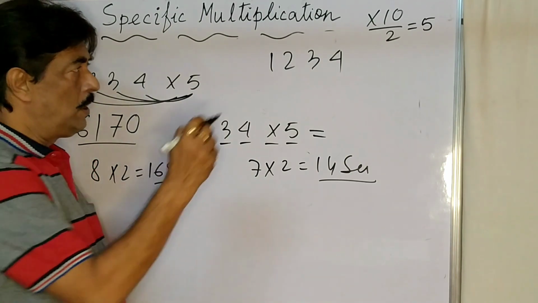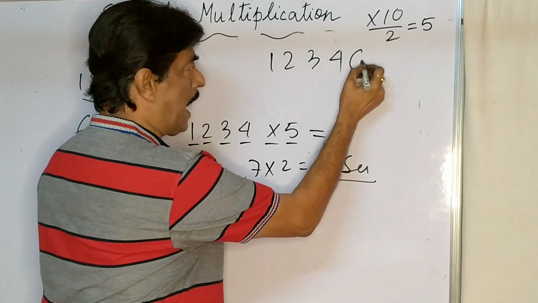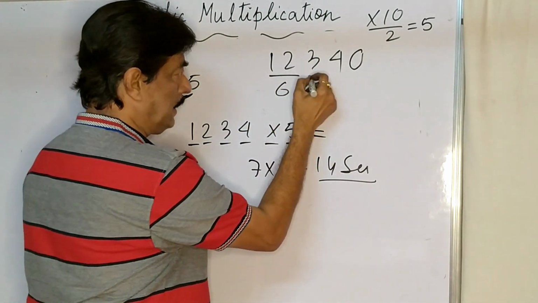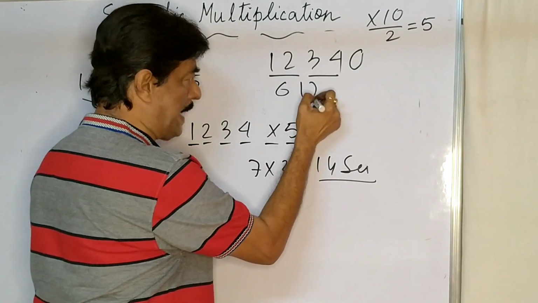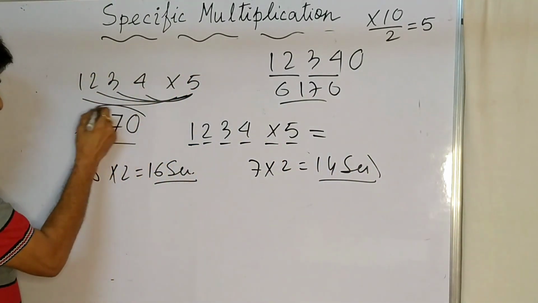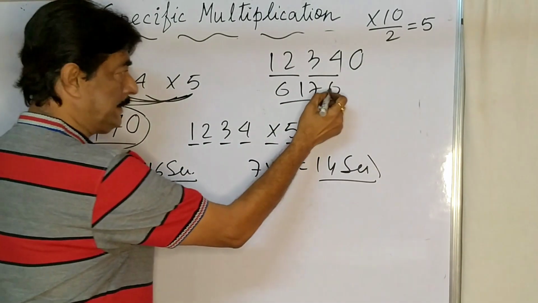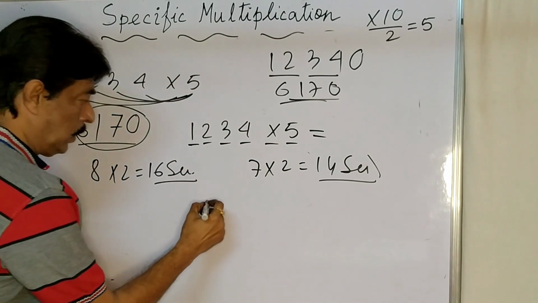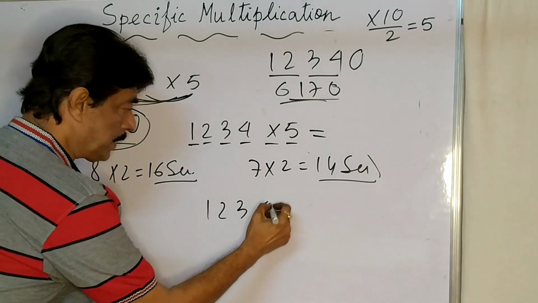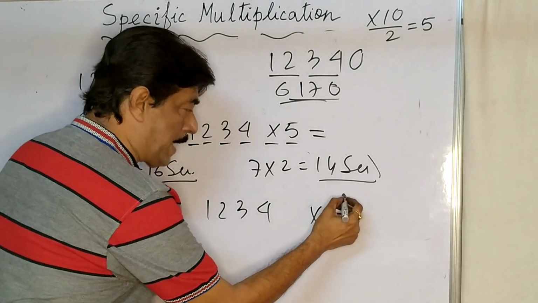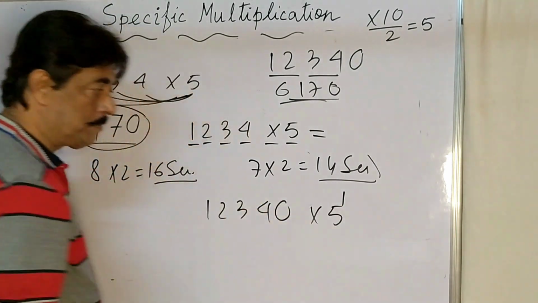Now what is the rule? Put a 0, meaning I multiply by 10, and halve it. 12, make it 6. 34, make it 17, and 0. Just observe your answer: this answer is 6170. Again, I am trying 1234 multiplied by 5. Because 5 means 5 to the power 1, I have to put 1 zero.